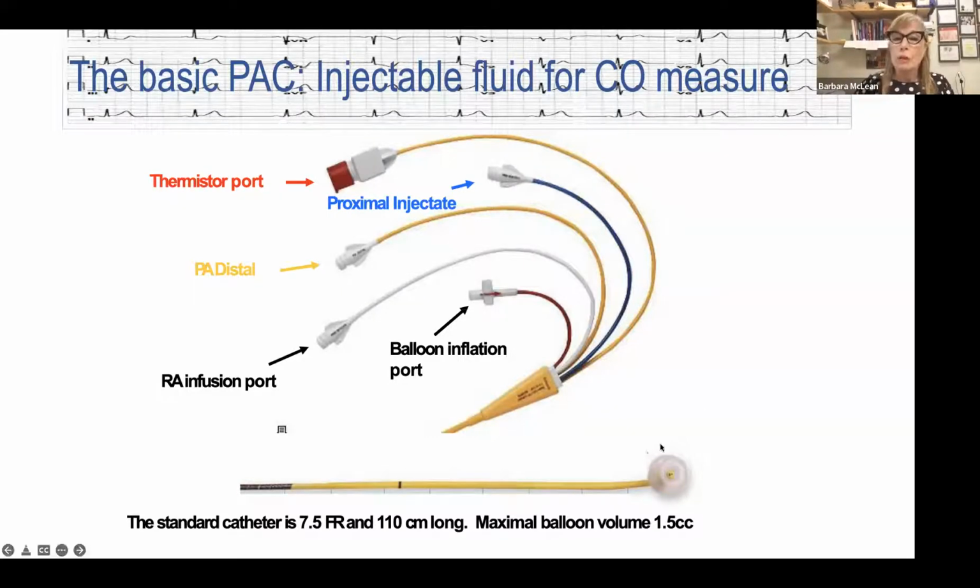And this just shows you here this beautiful balloon on the distal tip of the PA catheter. So here's that little mark. That's a thin mark. That's a 10 centimeter. And here is your distal tip.